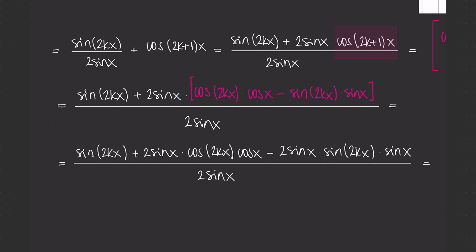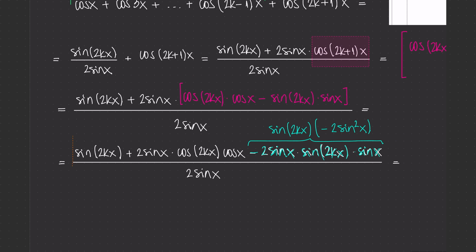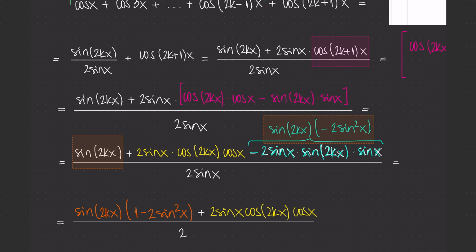Notice that after the expansion, what you get here is negative 2 sine of x, sine of 2kx times sine of x. Now we have negative 2 sine squared of x multiplying this sine of 2kx. And also notice that you have a common factor in this term and in this one as well, which is sine of 2kx. Therefore, we can write all that as sine of 2kx times (1 minus 2 sine squared of x) plus this guy in yellow over here, 2 sine of x cosine 2kx cosine of x, all that over 2 sine of x.